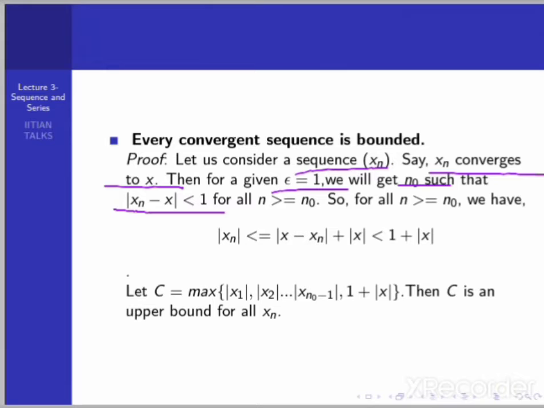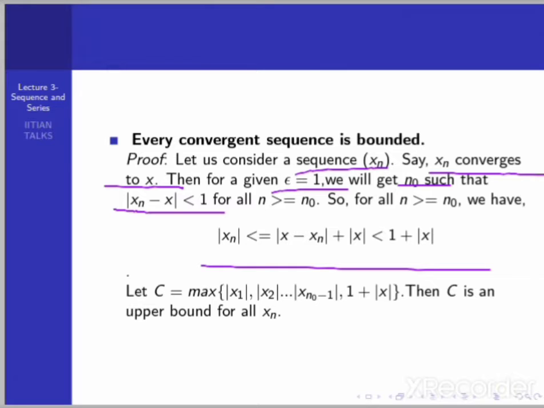So for all n greater than or equal to n naught, we have |xn| less than or equal to |xn - x| + |x|, which is less than 1 + |x|. Do you know how this condition comes? The first part comes from the triangle inequality, as you are all familiar with, and the second part comes from |x - xn| being less than 1, since our epsilon is 1. Is it fine for you?